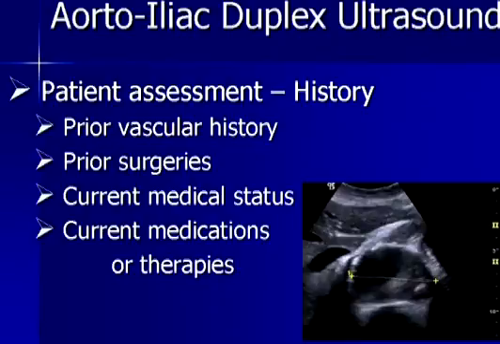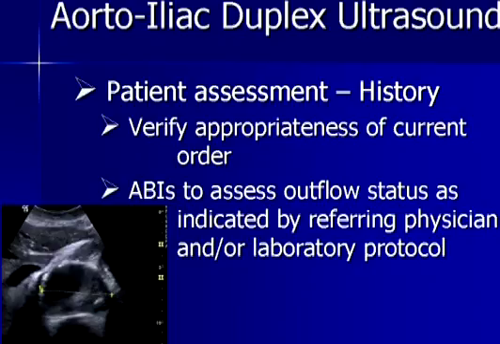When you think about the patient's history, particularly their vascular history, their previous surgeries, what their current medical status and medications and treatments might be, all of that goes into your planning the procedure and acknowledging what it is you're looking for. You want to make a brief review of what their vascular risk factors are for your own clinical record, and particularly any signs or symptoms of aortoiliac disease, as we discussed earlier, under indications for the study.